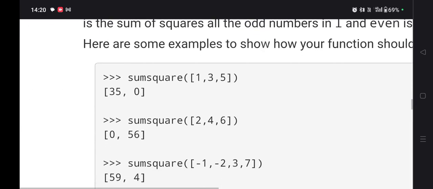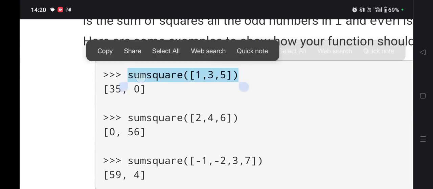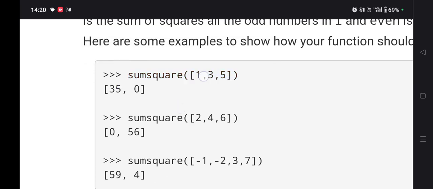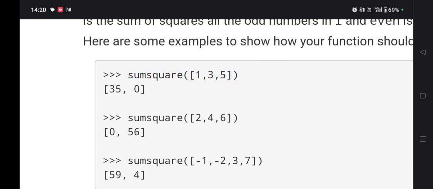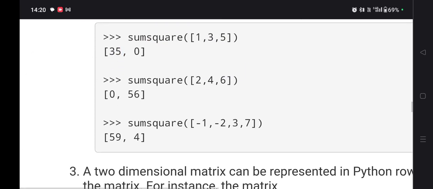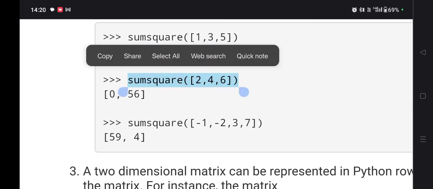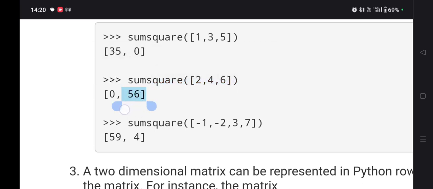Now see here, the example is, suppose the function is sum square and inside the list there are three values 1, 3 and 5. You can see all the values are odd. So 1 square plus 3 square plus 5 square is 35. Answer is 35. Now in the second example, all three values in the list, 2, 4, 6, are even. So 2 square plus 4 square plus 6 square is equal to 56. So the answer is 56.